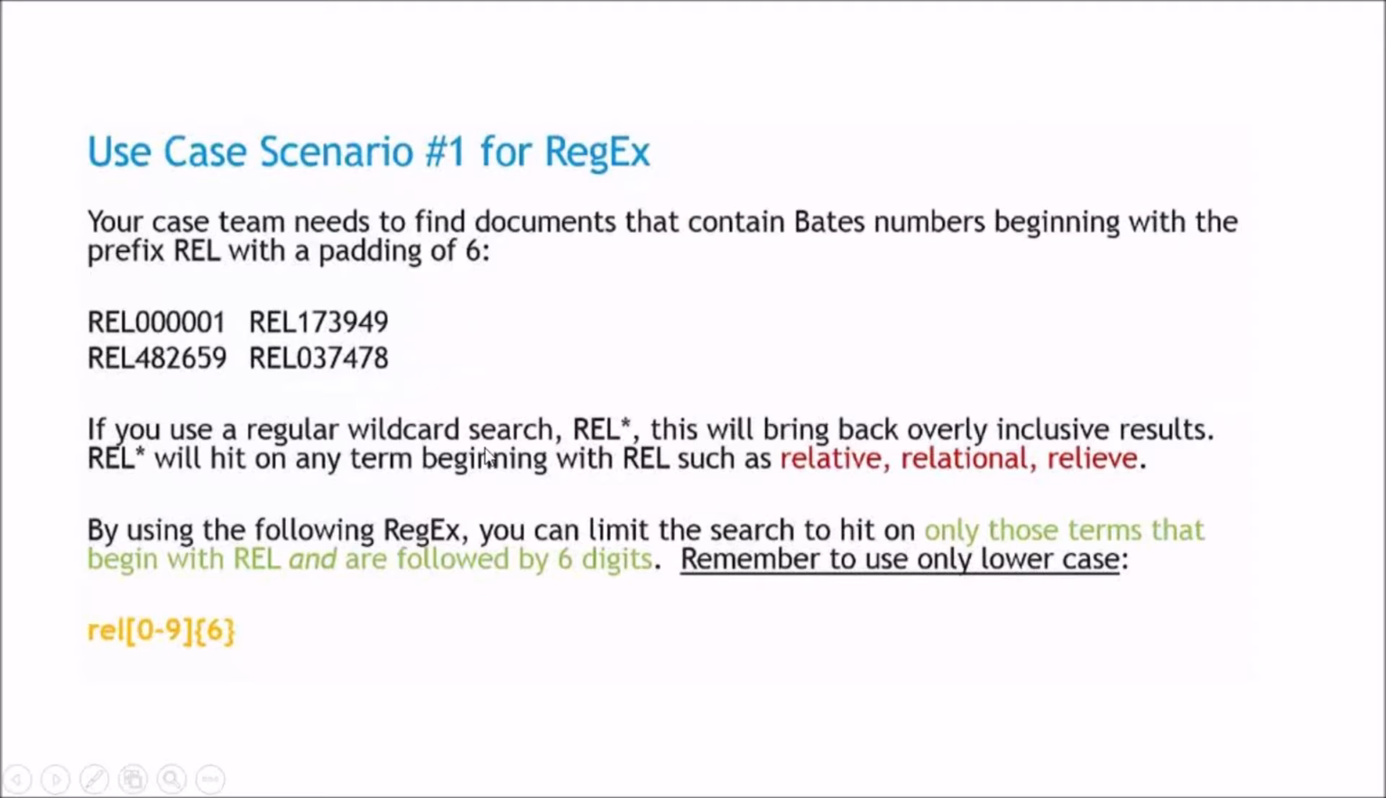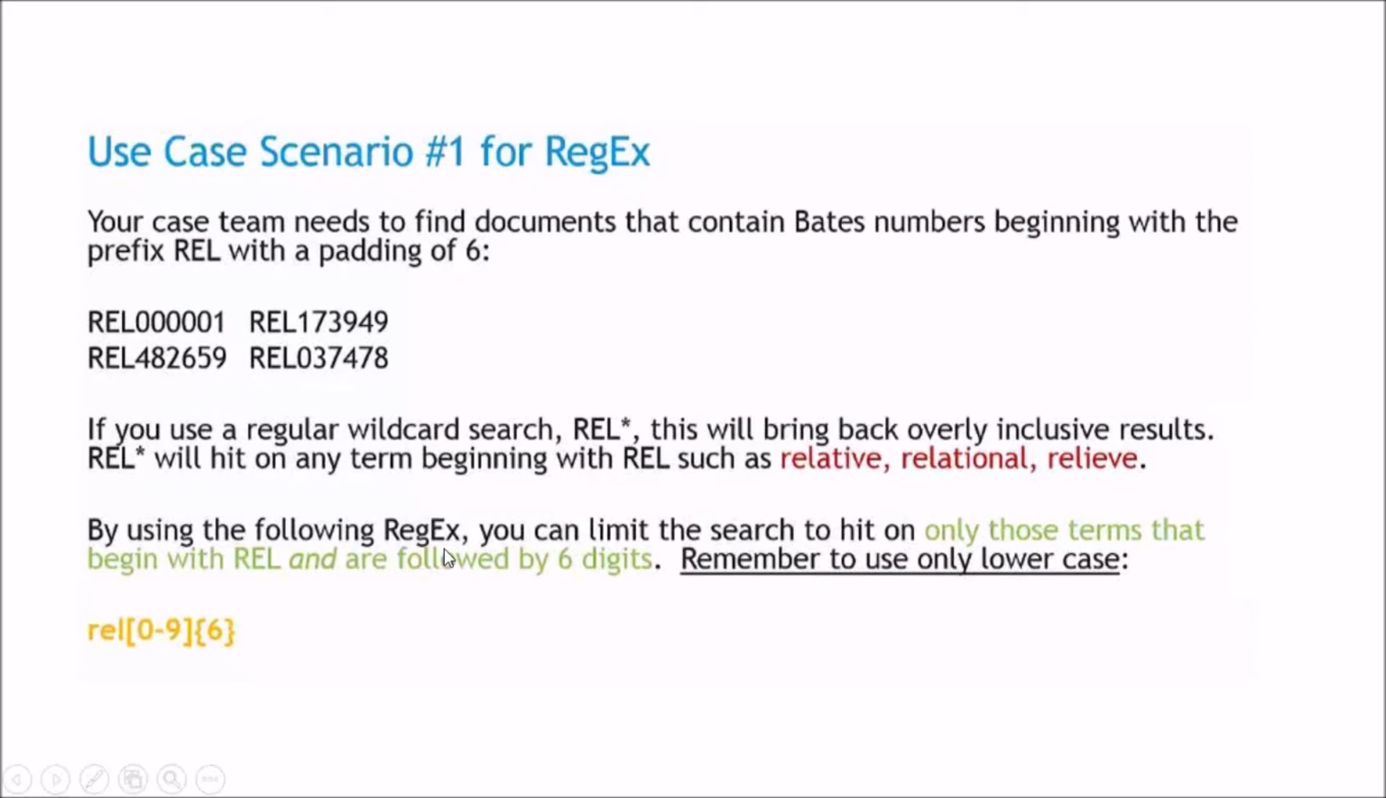If you use a regular wildcard search, like in your keyword searching in DT search, like REL asterisk, this will bring back overly inclusive results. Because remember, we're only looking for these particular Bates type numbers. It will hit any term beginning with REL, such as relative, relational, relieve, etc., as well as find all the Bates numbers. You have way too many hits if these Bates numbers are what you're looking for.